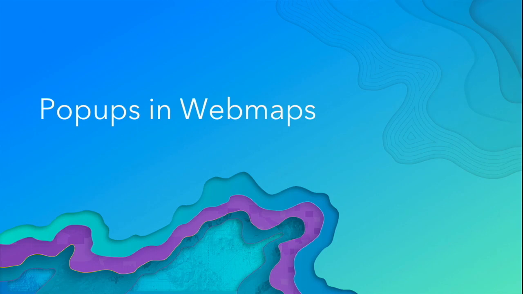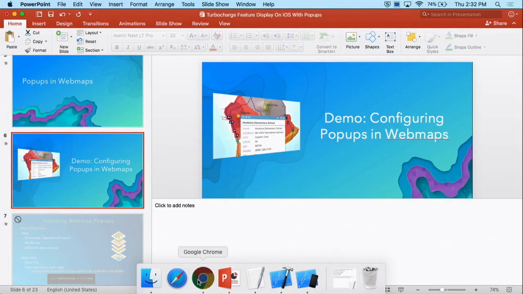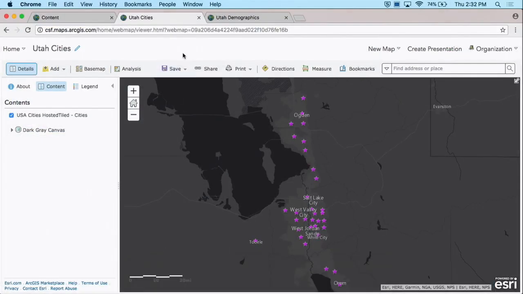So let's begin this next section, pop-ups in web maps, with a quick tour of how you can configure that. I have a couple of web maps authored in my ArcGIS organization. First, we'll see how you can set up a basic pop-up configuration. So I have here a map showing cities in the state of Utah. Pop-up, as you might know, is enabled by default, and tapping on a feature would simply bring it up.